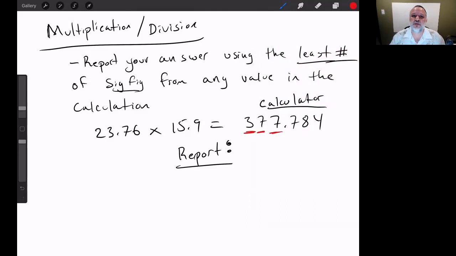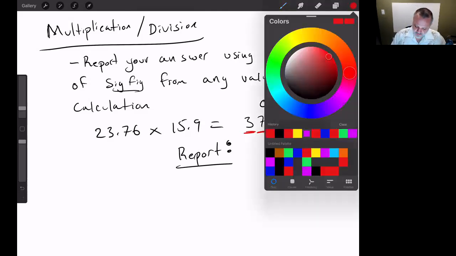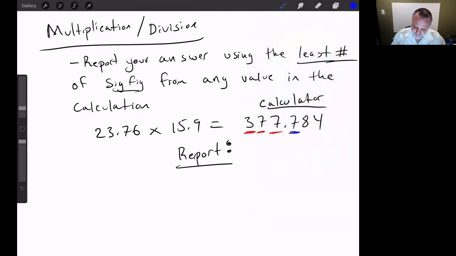377? Take a look at this digit. It's more than 5, right? And so what does that mean I need to do with the 7 in the ones place? I need to round it up. 378 is what I'll report. Now, some texts talk about whether it's even or odd, whatever. If it's 5 or more, round up. If it's less than 5, round down.